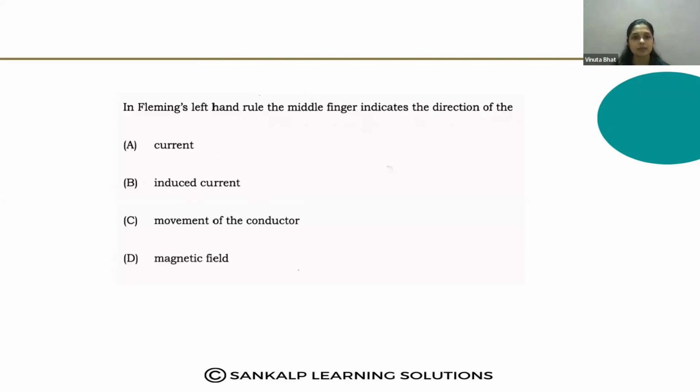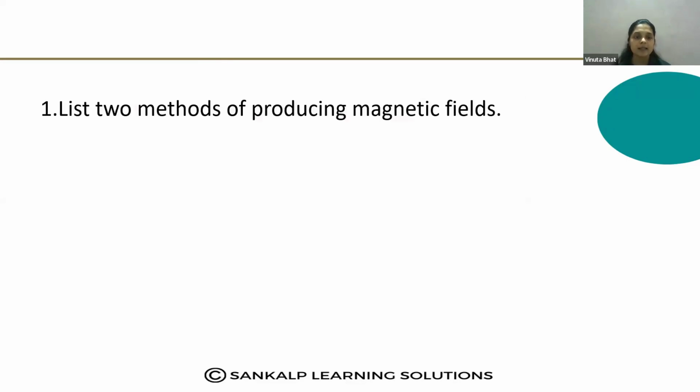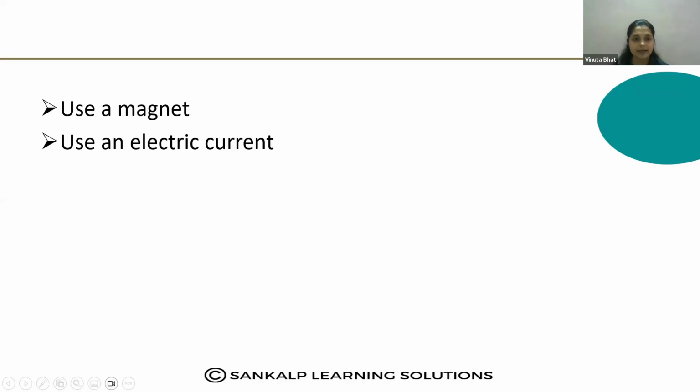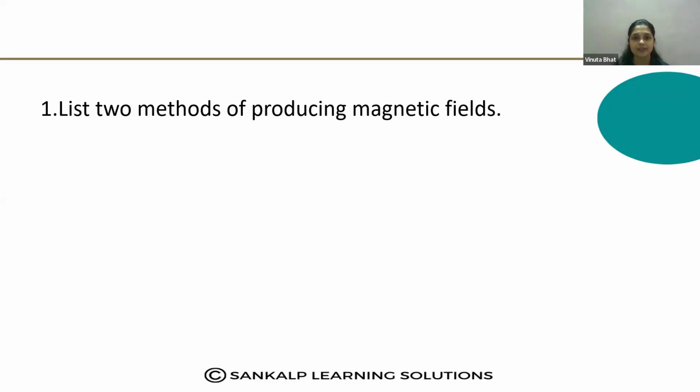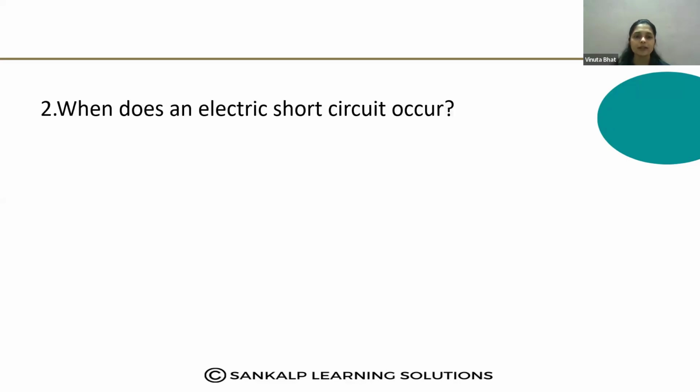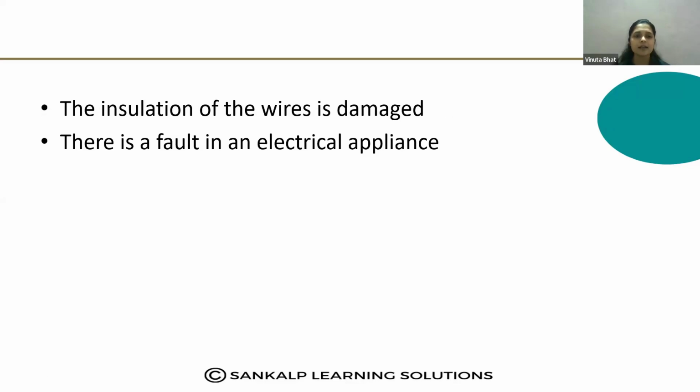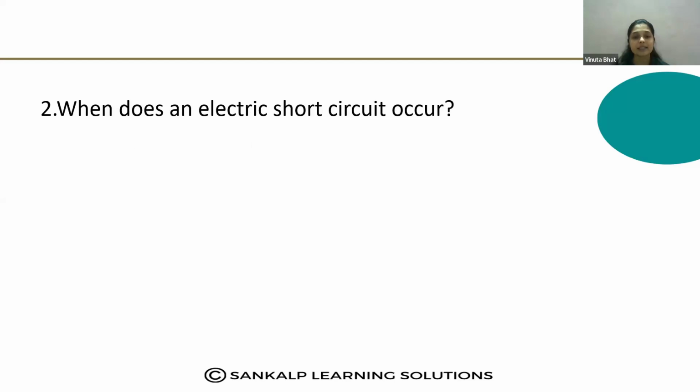Let us discuss the 1 mark questions. List 2 methods of producing magnetic fields. By using a magnet and by using electric current, we can produce magnetic fields. Next question. When does an electric short circuit occur? When the insulation of the wire is damaged, or there is a fault in the electric appliances, there is a chance of an electric short circuit.